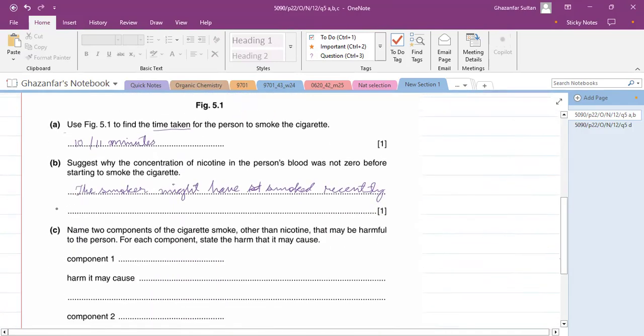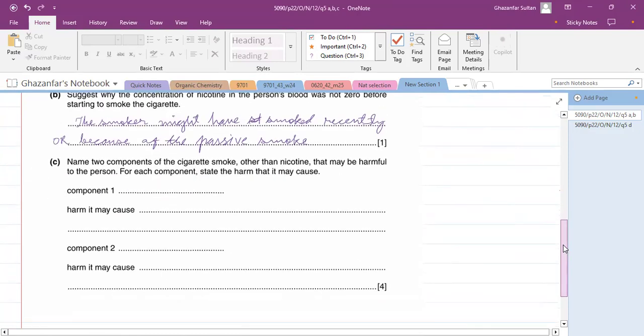Why? Because of passive smoking. What is passive smoking? Do you know? Passive smoking means there are other people around smoking. A person usually does not smoke himself, but the people around him or her are smokers. So due to passive smoking, nicotine could be there. Okay. Now the next question.